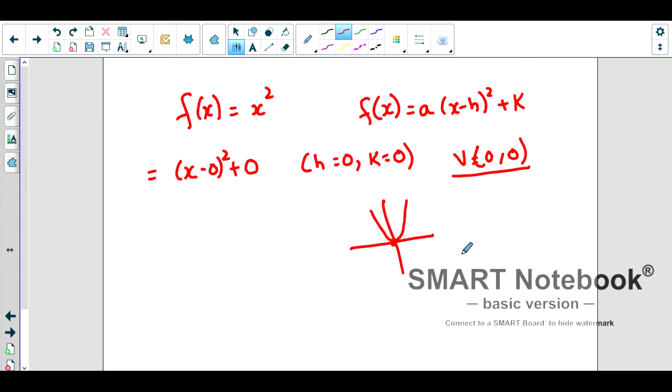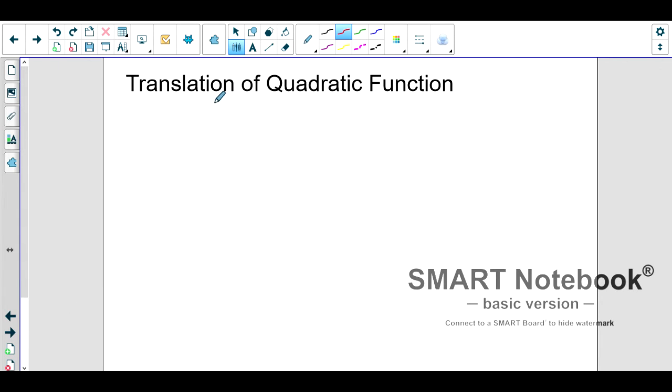Now we are going to transform this. We will see what will happen if we transform this function. If the vertex is not (0, 0), how can we use this simple graph to get the new graph? Let's see this. Translations. For this, let us use the parent graph. What is the parent graph? It says f of x equals x squared.